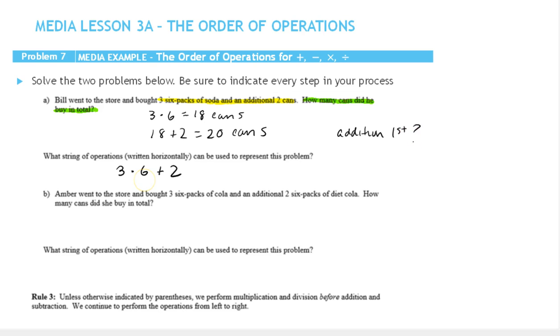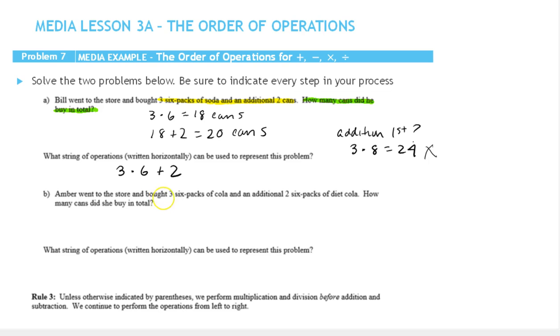Well, if we did the addition first, we'd add 6 and 2 and get 8. And then we'd have 3 times 8, which is 24. And notice our answers don't match up, so we're getting a different answer. So these are not equivalent. So left to right, we're going to do this multiplication, then the addition, and this is how we write it. Let's look at the next one.